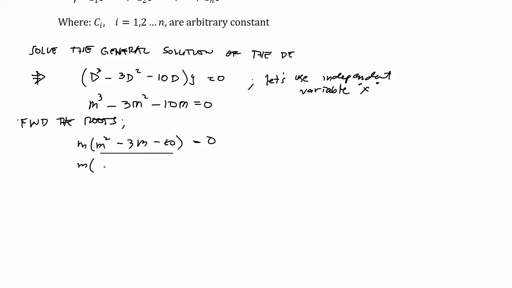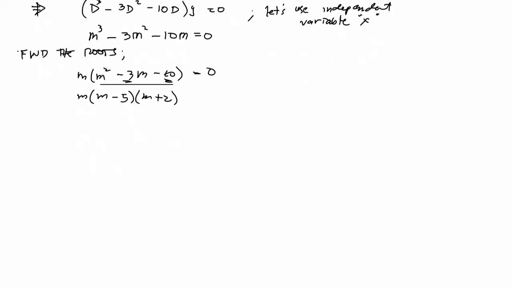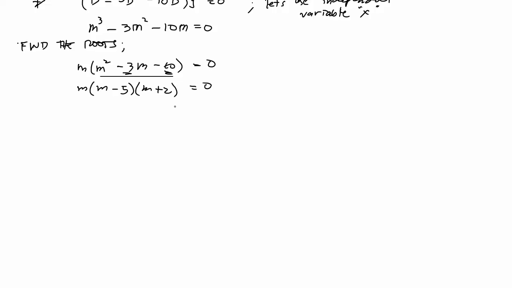So we have m, then we have m. So we need negative 5 and positive 2. Okay, so if we multiply negative 5 and 2, we have negative 10 here, and negative 5 plus 2 is negative 3 here. So then it is equal to 0.